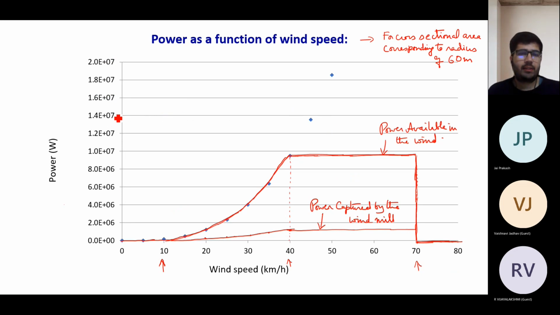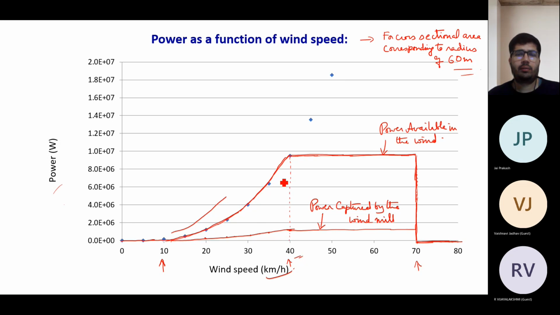So this is the graph shown for a cross-sectional area corresponding to a radius of 60-meter wind turbine. As you can see, after 10 km per hour, the wind turbine started capturing the wind energy. As the speed is increasing, the wind power is increasing. You can see it's increasing.